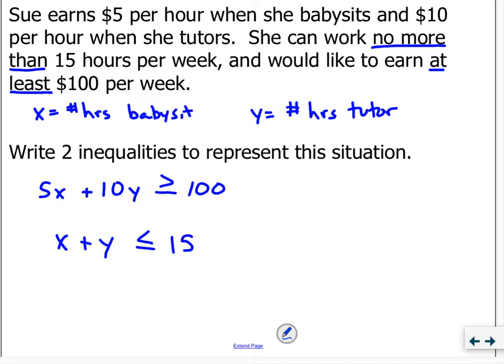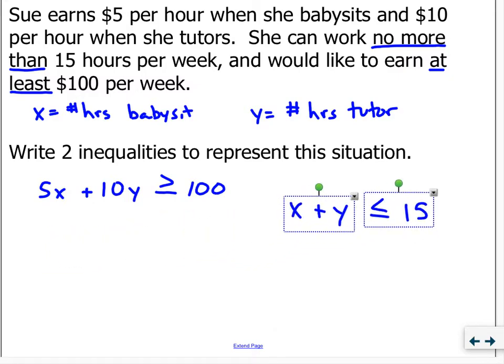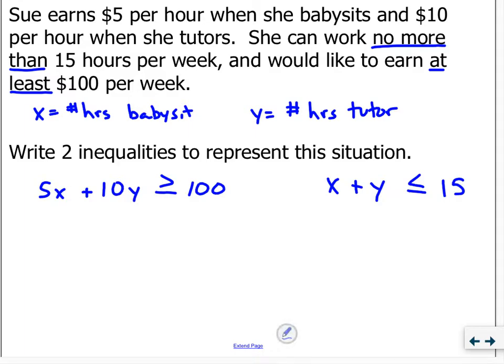So these are my two inequalities to represent this situation. Let's go and graph them. But you know what I'm thinking? Before we graph them, can we put them in y equals form? That might be a good thing to do. Let's move this one over there for now. Let's subtract 5x from both sides. So we get 10y is greater than or equal to negative 5x plus 100.